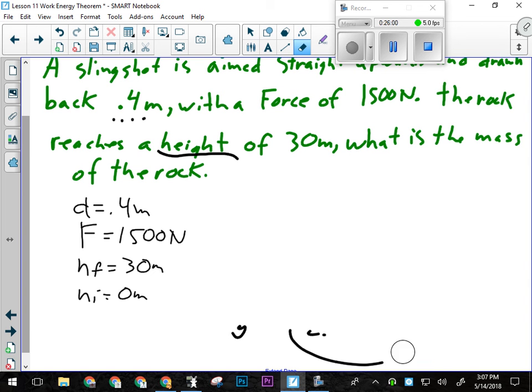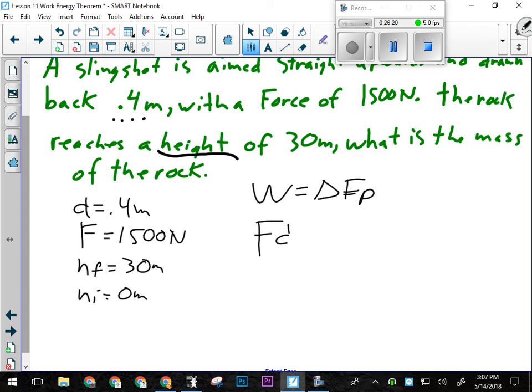So what kind of energy is changing in this? Potential. I mean, kinetic is changing as well, but we're not being asked about that. We're being asked about the change in height here, which is the change in potential energy. So work equals our change in potential energy in this one. That'll be force times distance equals m times g times h final minus m times g times h initial. And how much potential energy can I have if I'm on the ground? None. So that means my initial potential energy is 0.